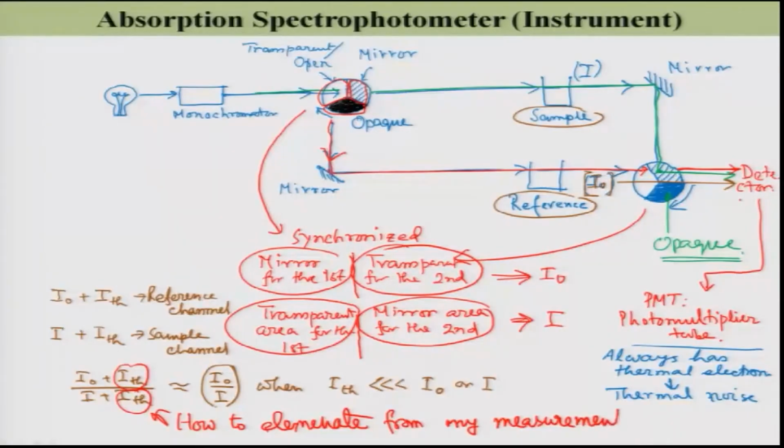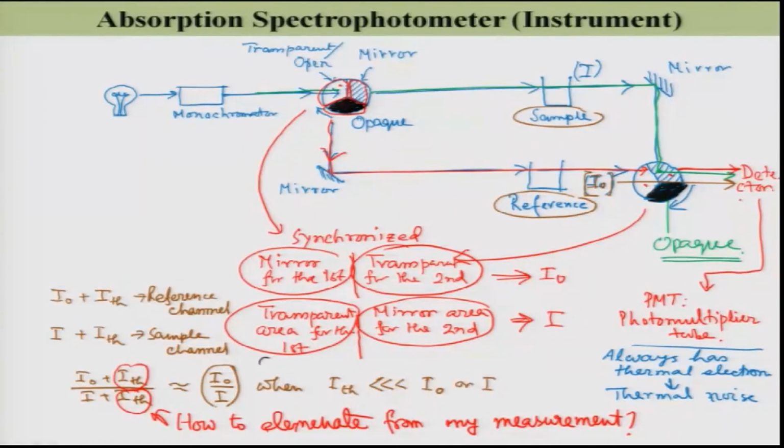How to eliminate this from my measurement? That is my question, and that is why I have this opaque term. So, as I was telling, this is synchronized in such a way that mirror for the first one means transparent for the second one, transparent for the first one means mirror for the second one, opaque for the first one means opaque for the second one, right. That means I am going to measure some intensity, right. I am going to measure some intensity here.